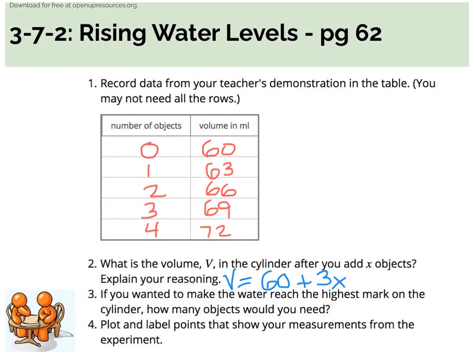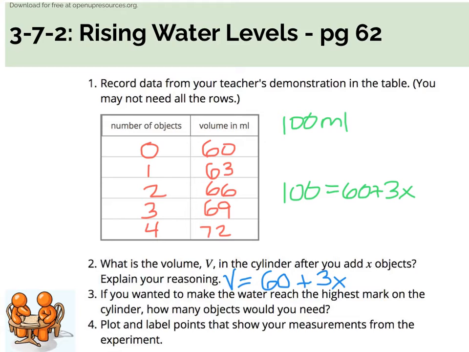How did I figure that out? Well, I know that there's 100 milliliters total in the cylinder, and that is the total amount of volume. So I'm going to put it into the volume equation of number 2. I'm going to say 100 equals 60 plus 3x. And so I need to figure out how many I can put in there. I can either extend out my table and figure that out, or I can kind of play with it.